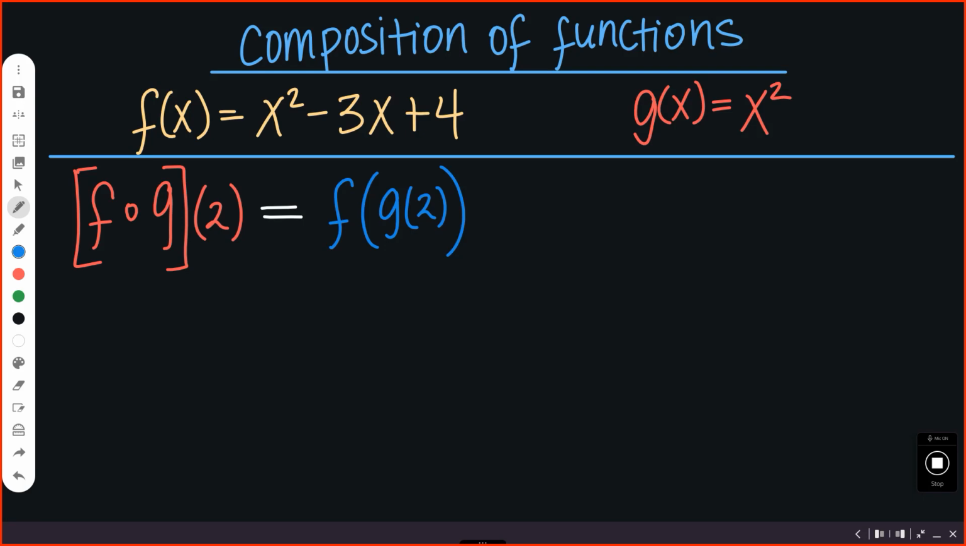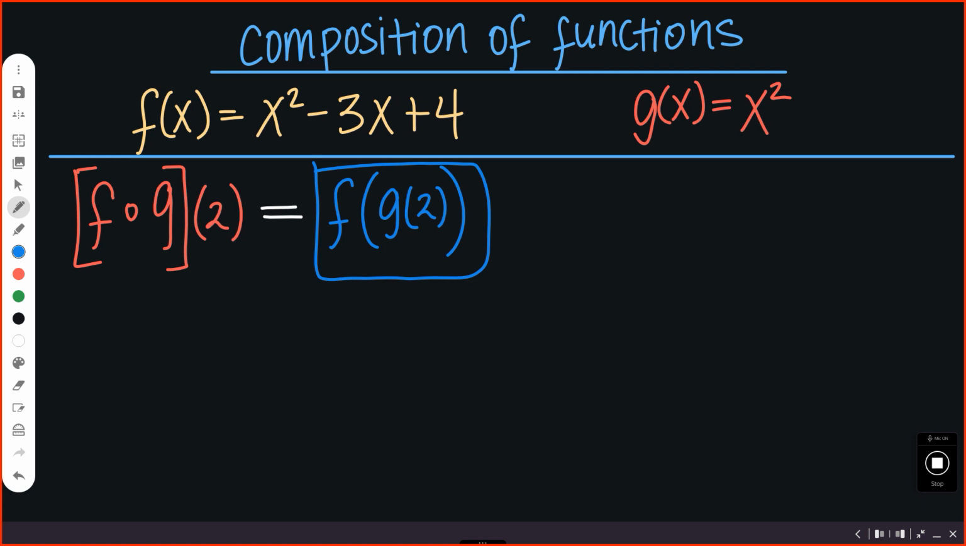This is a problem walkthrough of composition of functions. We were given f of x and g of x, and they're listed there. And they want us to find f of g of 2. So I prefer looking at it this way. I don't know about you, but I feel like this is easier for me to understand. But they both mean the same thing. They're equal to each other.